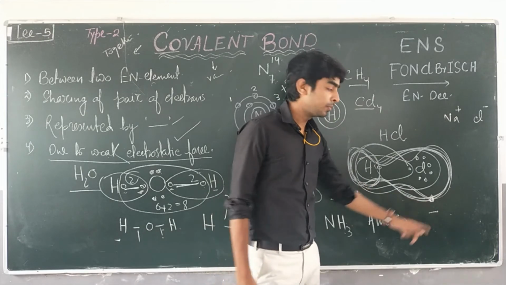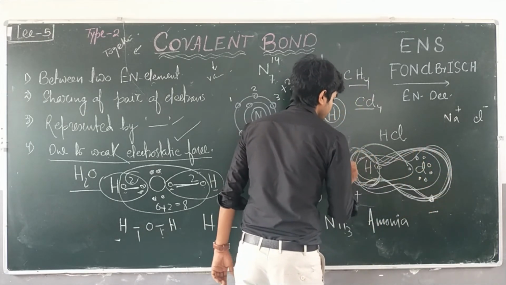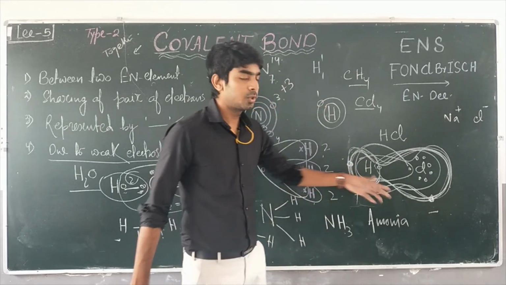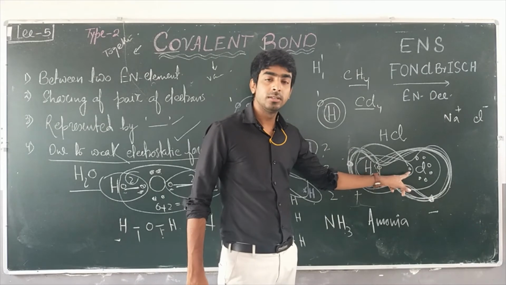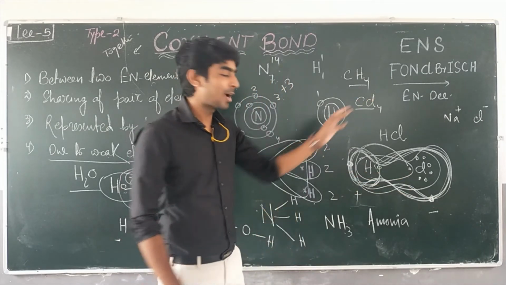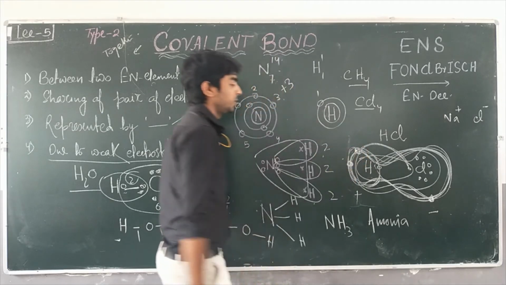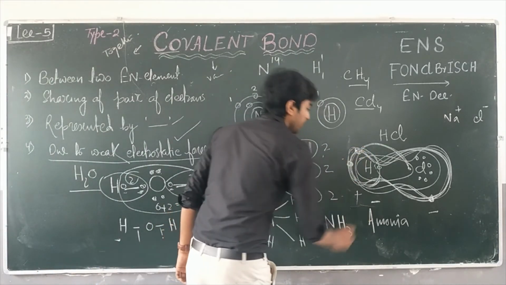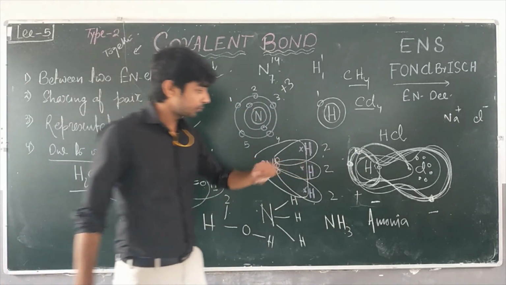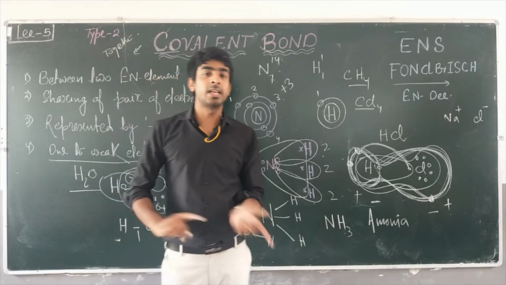But what will happen after some time? This electron will again come to the hydrogen side. The hydrogen electron again comes to the hydrogen side, but this chlorine electron will go to the hydrogen side. And what will happen? Two electrons came. That means it becomes negatively charged and the other acquires the positive. Now you see the sign has been changing.